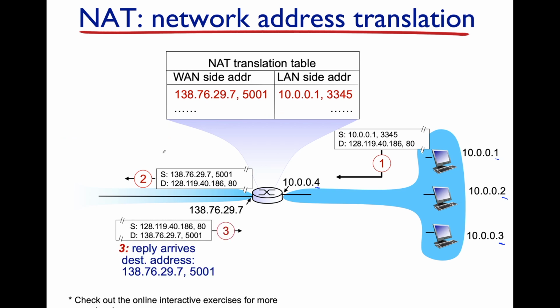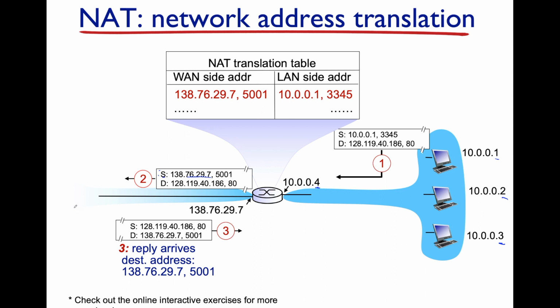So let's say the web server sends back a response. So now the source IP and port number is 128.119.40.186, port 80. So that might be the HTTP server's response back to that client on that private subnet, the private domain. And the destination address is going to be 138.76.29.7, port 5001. So you notice, just in typical fashion, when you're sending back the response, the destination is going to be what was the source when the request came in.